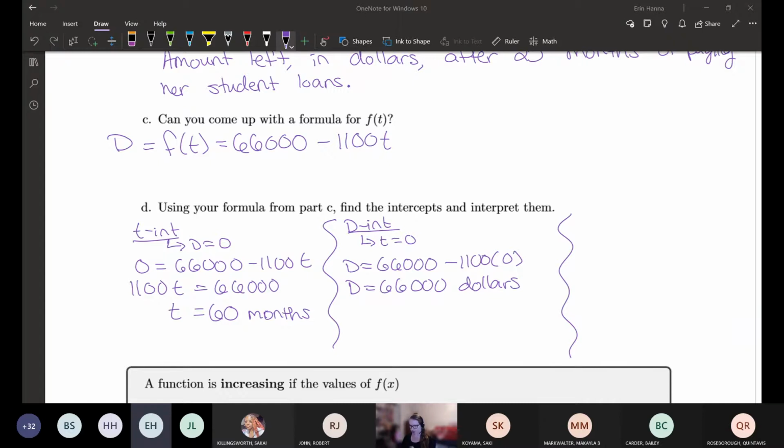D-intercept interpretation. So 0 months, $66,000. So I would say something like, before she even pays. So before paying anything, Kayla has $66,000 in student loans.